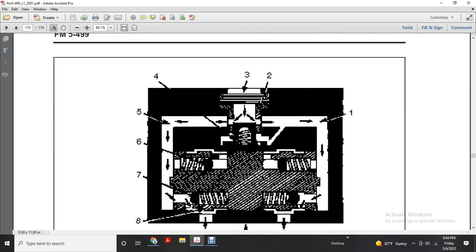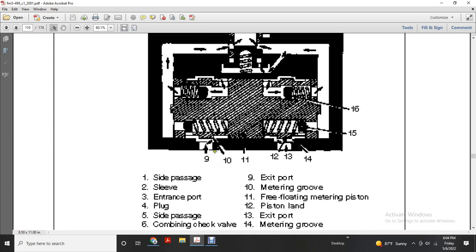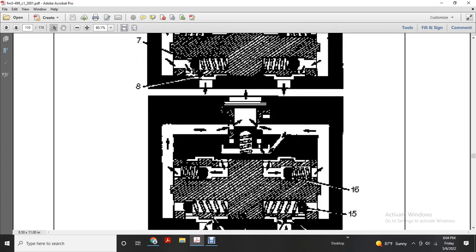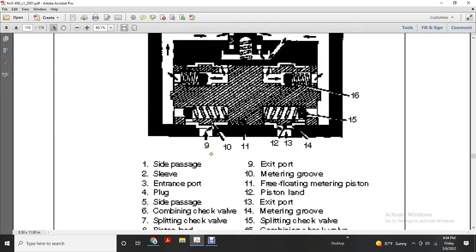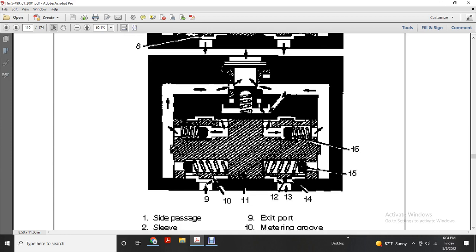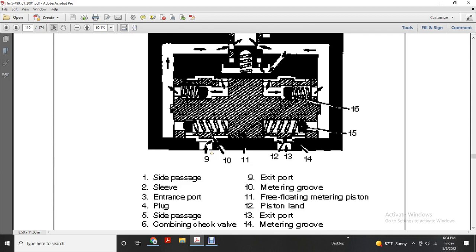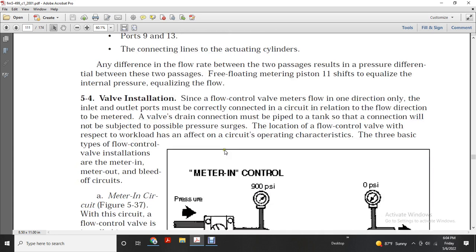Alright, 1 is the side passage, 2 is the sleeve, 3 is the entrance port, 4 is the casing plug, 5 is a side passage, 6 is a combining check valve, 7 is a splitting check valve, 8 is a piston land, 9 is an exiting port, 10 is a meter and groove, 11 is a free floating meter piston, 12 is a piston land, 13 is an exiting port, 14 is a meter and groove, 15 is a splitting check valve, and 16 is a combining check valve. So that was a flow equalizer.